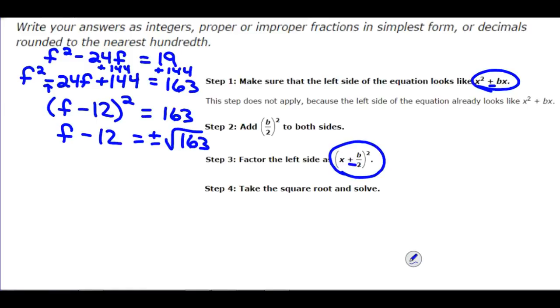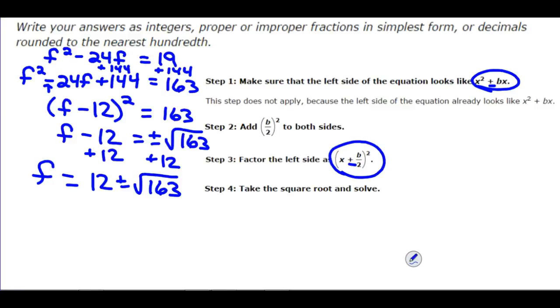Once you've done that, you might not realize it, but you only have one more step to do to solve this, and that is to add 12 to both sides of the equation. Now we're going to have two solutions when we rewrite the last step. F equals 12 plus or minus the square root of 163.